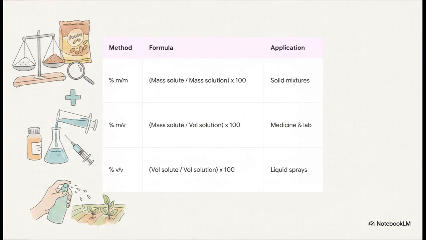To calculate those perfect concentrations, we rely on three vital formulas, depending on the state of the matter we're working with. First, there's the mass by mass percentage. This one is perfect for solid mixtures and packaged foods. Second is the mass by volume percentage. This is an absolute must in medicine and lab work, mostly because pouring a liquid is just way easier than trying to weigh it. And finally, volume by volume percentage. You'd use this for mixing two liquids together, like diluting agricultural pesticide sprays, where getting the precision right protects the soil.